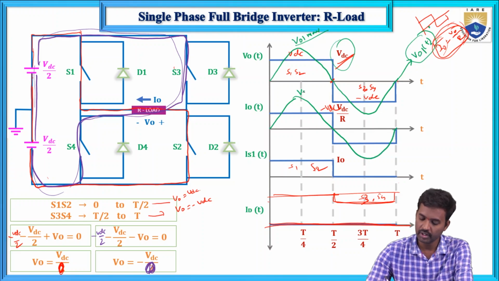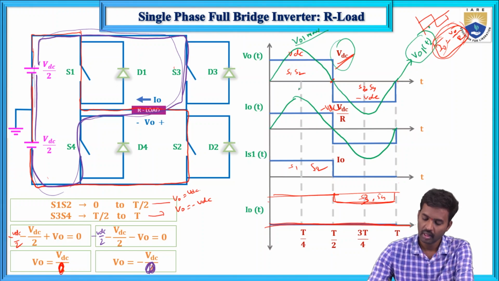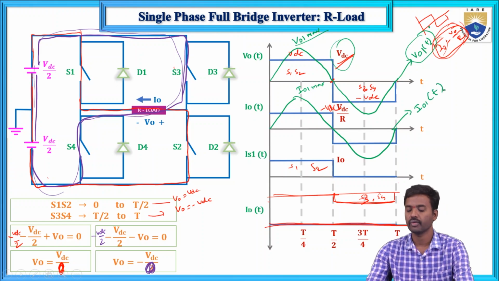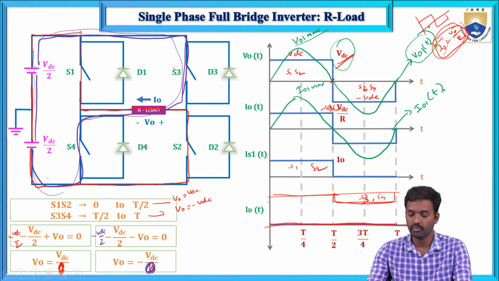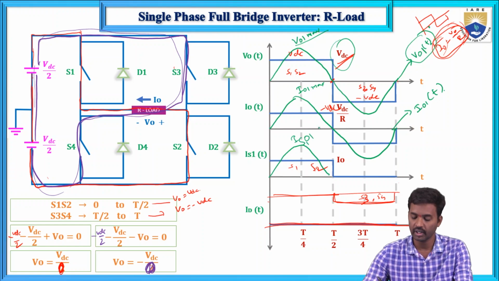So this is V0, not V01, I01 maximum. So this is the case I01 of T. And next, the fundamental component of switch current will conduct only up to this one, IS01, the switch 1 current, so that is the maximum value.